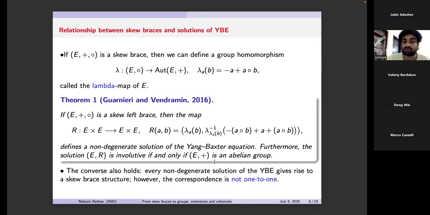Actually the converse also holds. If you have a non-degenerate solution, then you can also define a skew brace, but the correspondence is not one-to-one. The construction is a bit technical. You define the structure group of the solution, then you define a bijective one-cocycle and induce a skew brace structure such that the structure group will be the multiplicative group of that skew brace. We'll not talk about that, but this is the analogy. This analogy also holds.